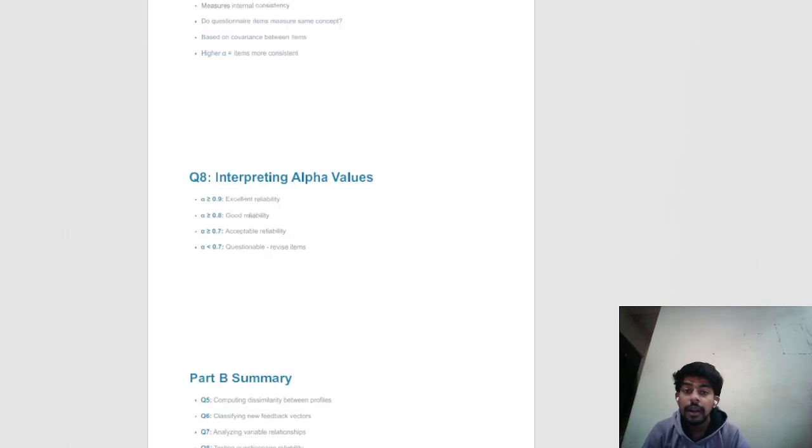Interpreting Cronbach's alpha is straightforward. An alpha of 0.9 or higher indicates excellent internal consistency. Your items are very highly related, and an alpha of 0.7 or higher is considered good reliability and is generally acceptable for research purposes. However, if alpha falls below 0.7, we have questionable reliability, suggesting some items may not be measuring the same construct.